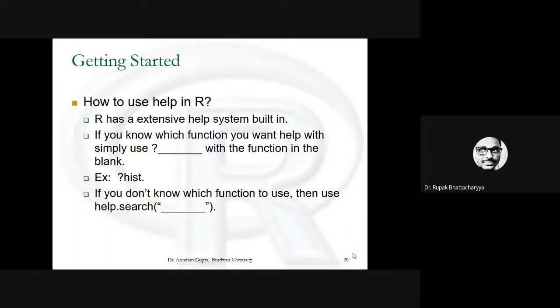How to use help in R? R has an extensive help system built in. If you know which function you want help with, simply use a question mark and that function name. Suppose we already know the function for drawing a histogram is hist, and now I want the help file of histogram. Then just type question mark and hist.